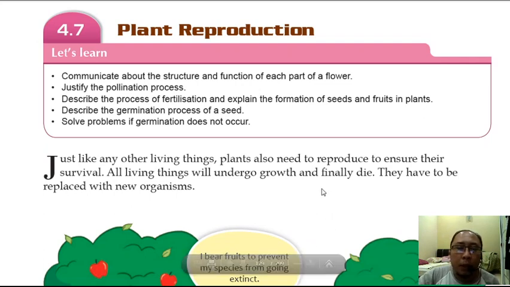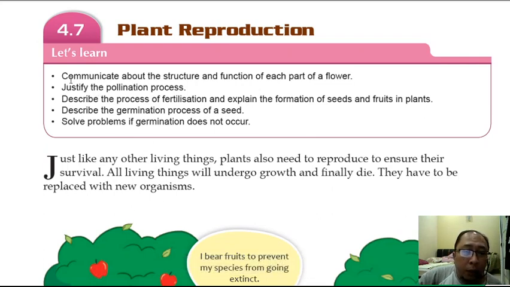Today we will proceed with our science class to subtopic 4.7, that is plant reproduction. In this subtopic we will learn to communicate about the structure and function of each part of a flower, justify the pollination process, describe the process of fertilization, and explain the formation of seeds and fruits in plants, describe the germination process of a seed, and also solve problems if germination does not occur.